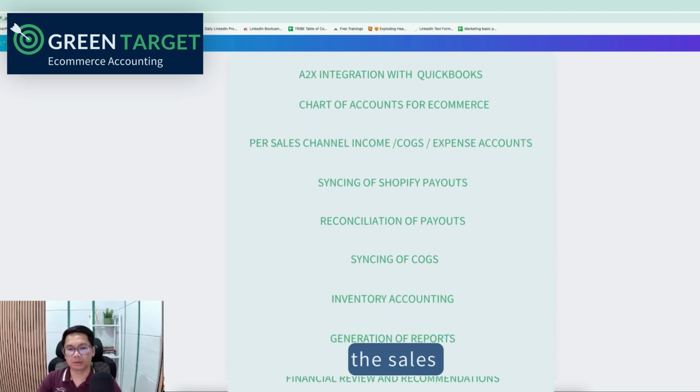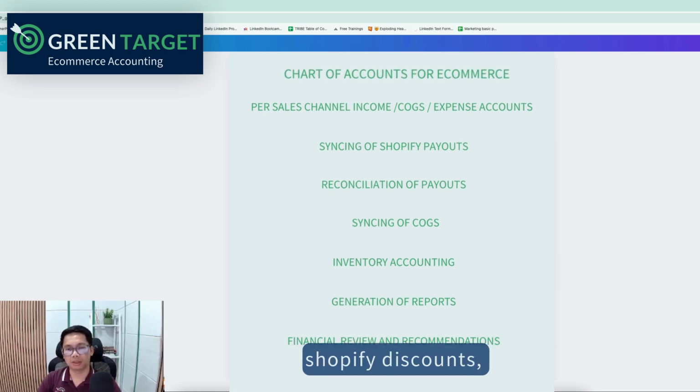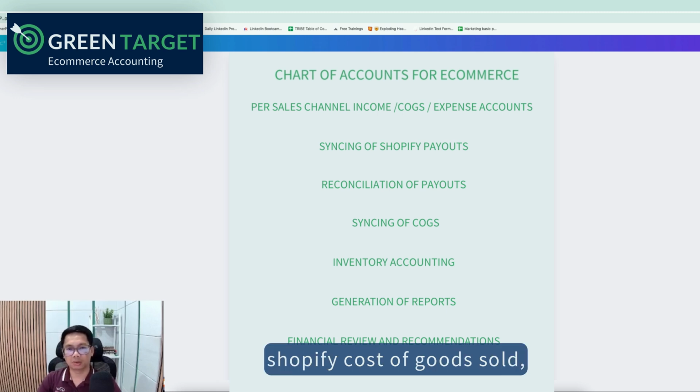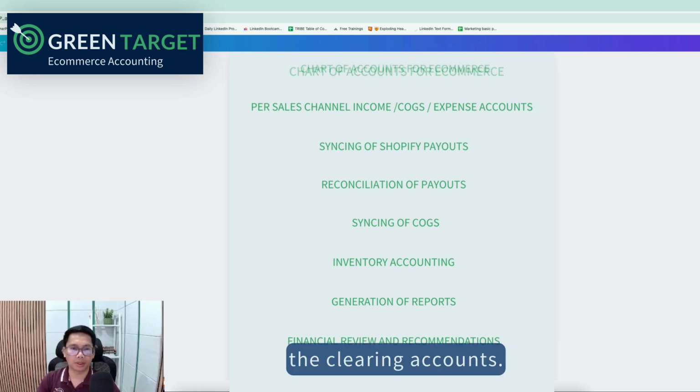We need to break down the sales for Shopify with items like Shopify sales, Shopify discounts, Shopify refunds, Shopify fees, Shopify cost of goods sold, Shopify sales tax, and Shopify shipping, and other things that are being deducted from the payouts. For example, the clearing accounts like Shopify clearing, Shopify PayPal clearing, Shopify installment clearing, and other payment methods like Klarna clearing.